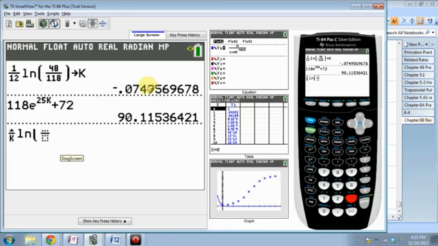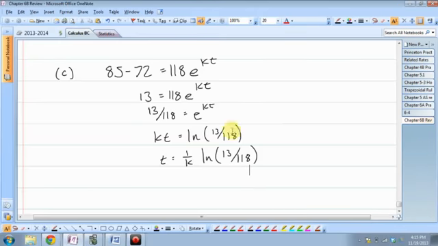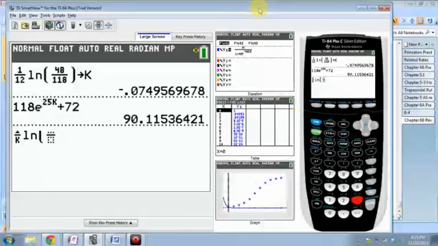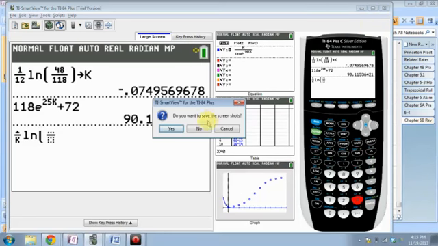Why did my calculator stop? That's not good. Ooh, look at that, it's frozen. Let's just say t is equal. Let's reopen it.